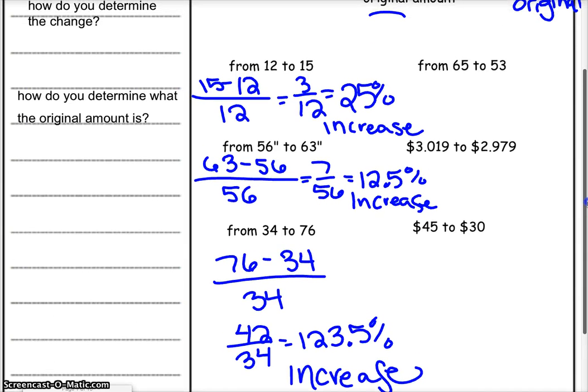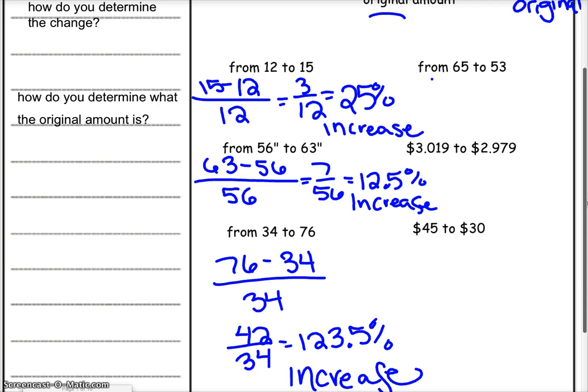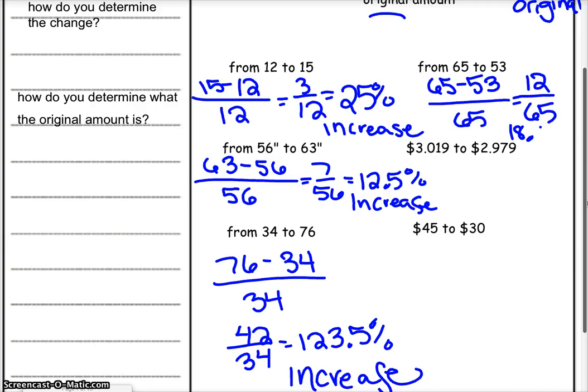Well, we need to do some decreases. So big number minus small number over the original. A lot of kids think that they need to put the big number on the bottom. It's not. It's wherever you started. It should always be the original. So 65 minus 53 is 12 over 65. That's 18.5%. And I got smaller, so it's a decrease.